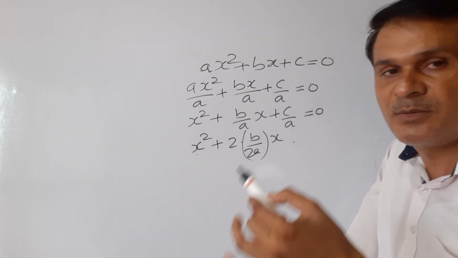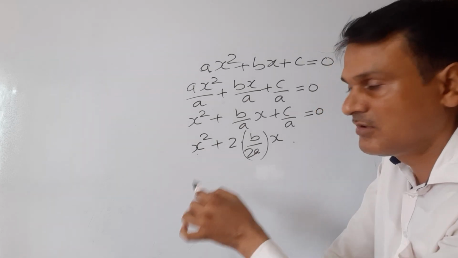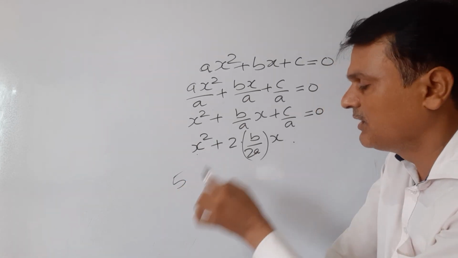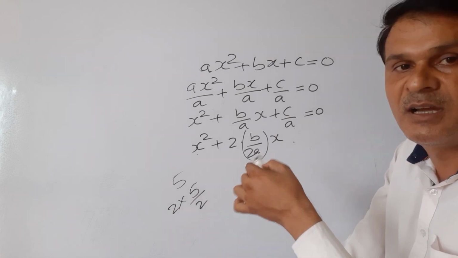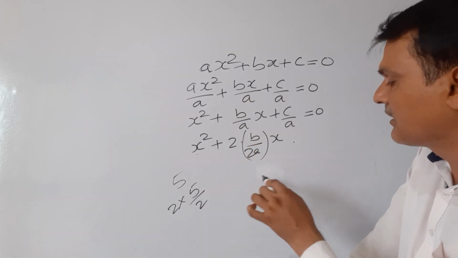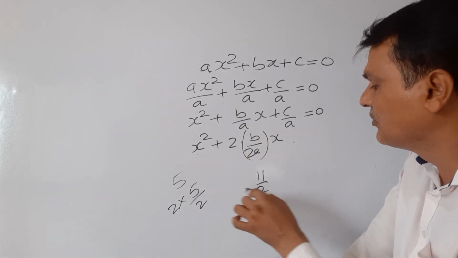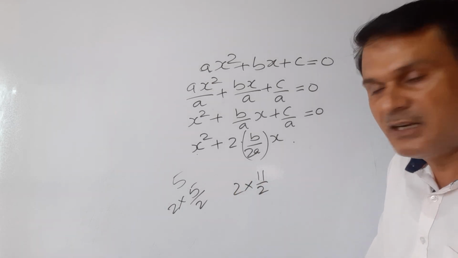We can take out a factor of 2 in any number, like if we are going to find the factor 2 in 5, then we can write 2 into 5 upon 2 by simply dividing by 2 and multiplying by 2. So that also we can write 11 by 2 into 2. We have taken factor of 2.